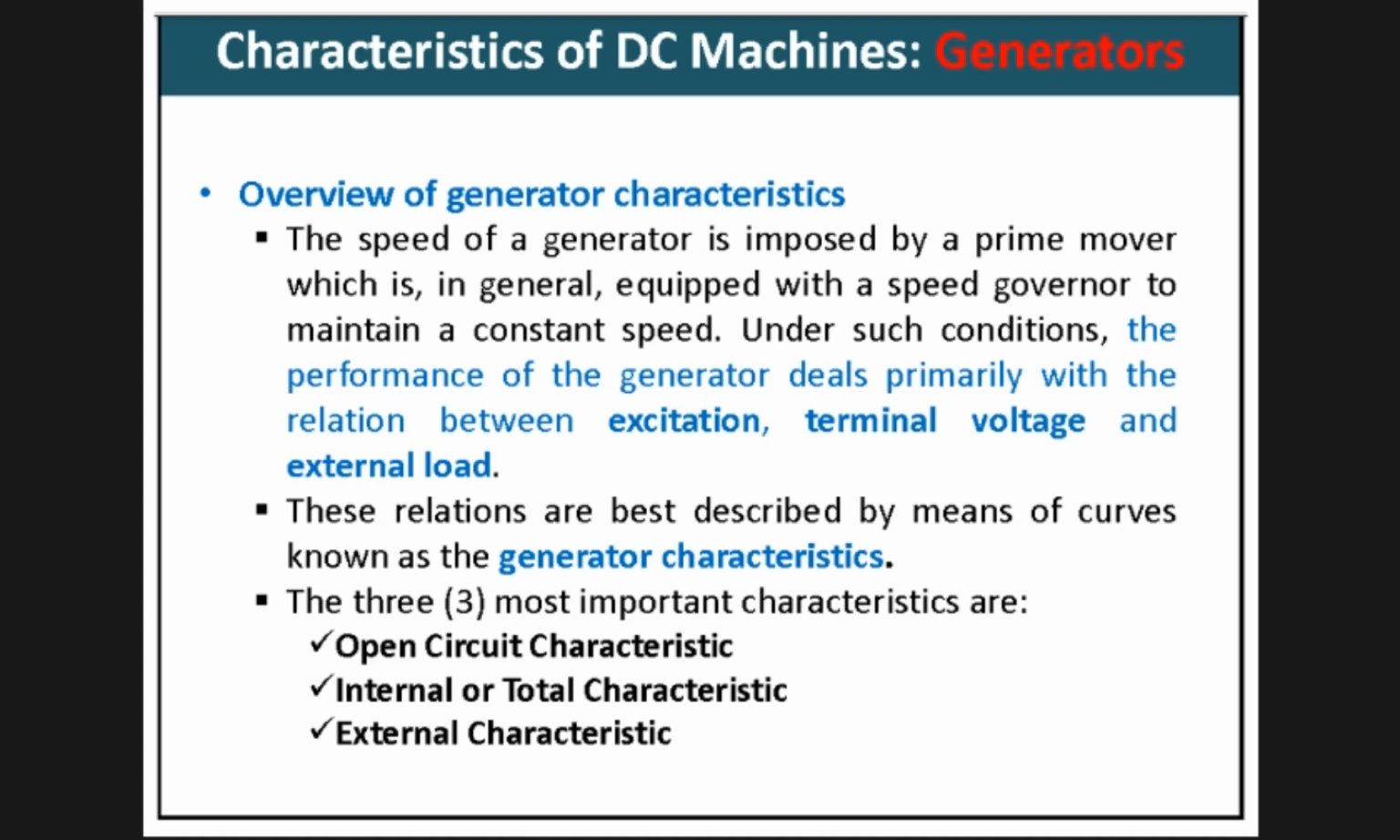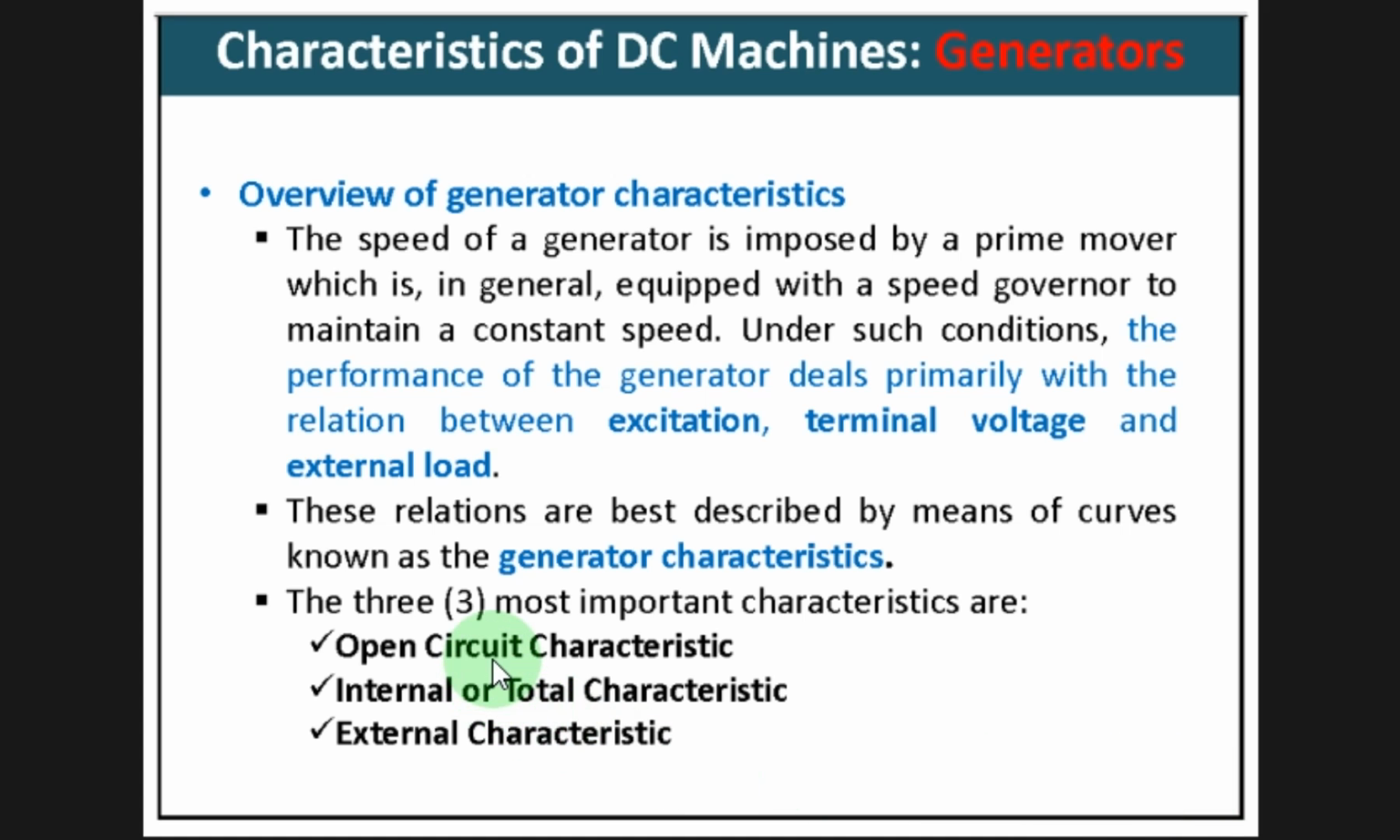So these relations are best described by means of curves known as generator characteristic curves. Mainly there are three types of characteristic curves. One is the open circuit characteristic, second is the internal or total characteristic, third is the external characteristic. These are the three types of curves that we are going to talk about, which will explain the characteristics of a generator.